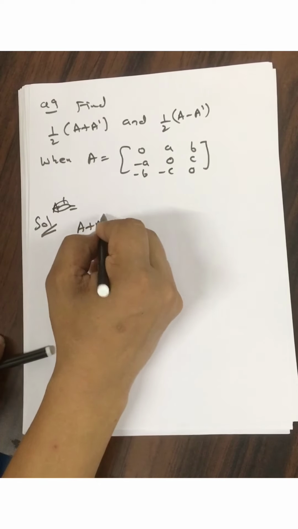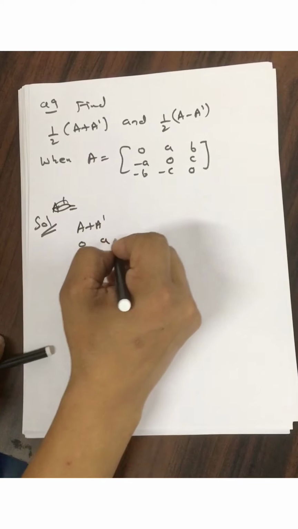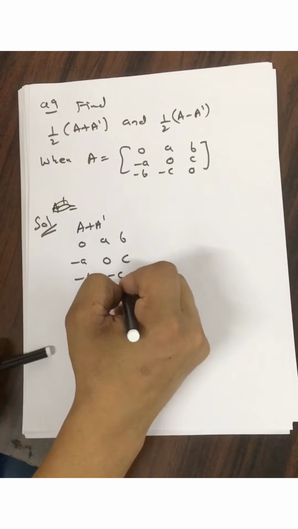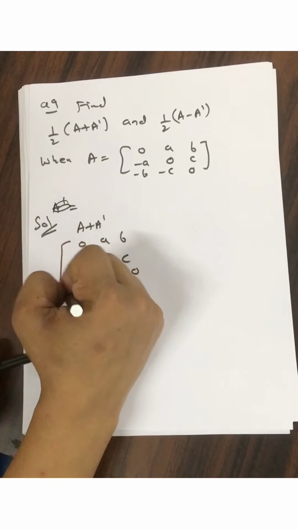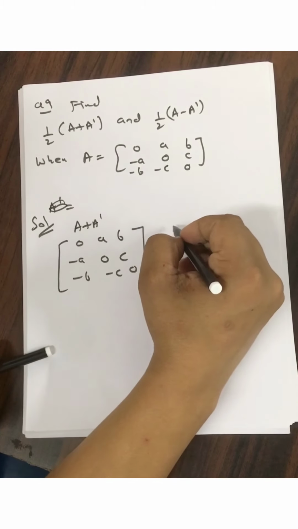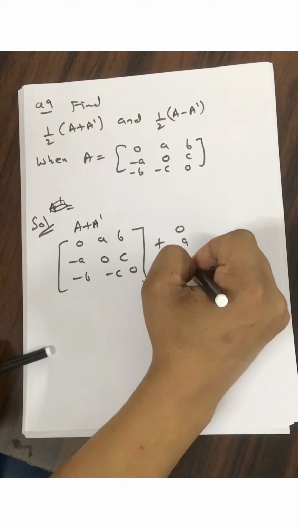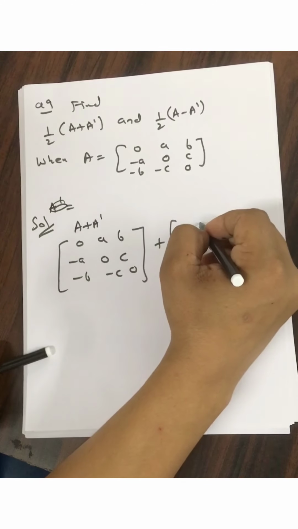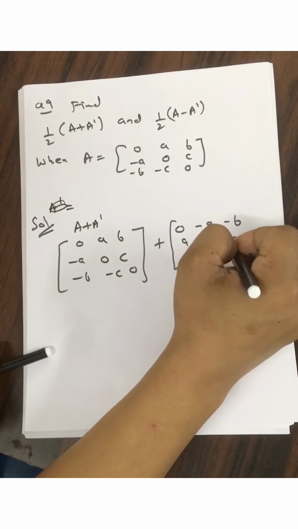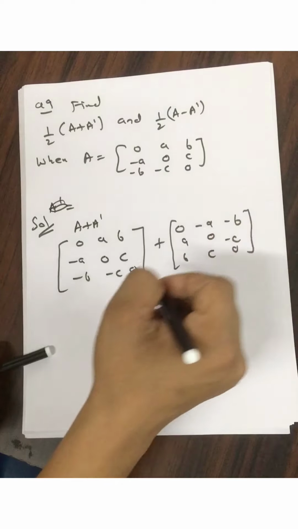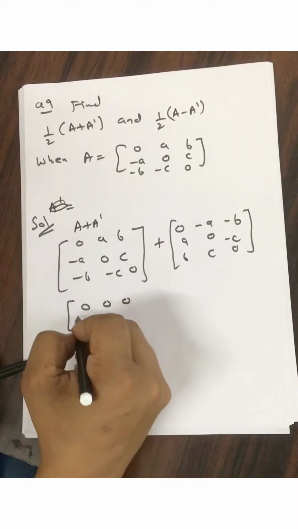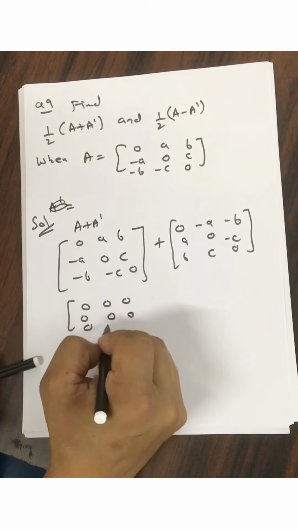A plus A dash. So what is A? A is 0, a, b, minus a, 0, c, minus b, minus c and 0. This one is A plus A dash. This is the transpose of A. How much is that? 0, minus a, minus b, a, 0, minus c, b, c and 0. Got it? And add up, this becomes 0, 0, 0, 0, 0, 0, 0, 0, 0.